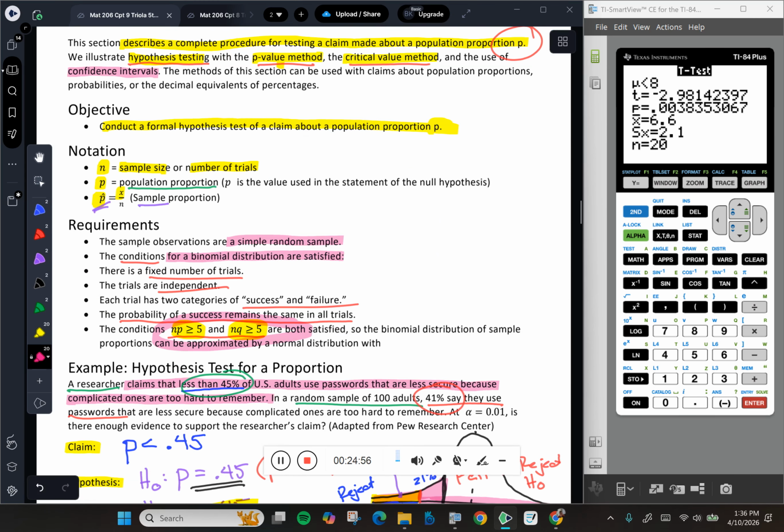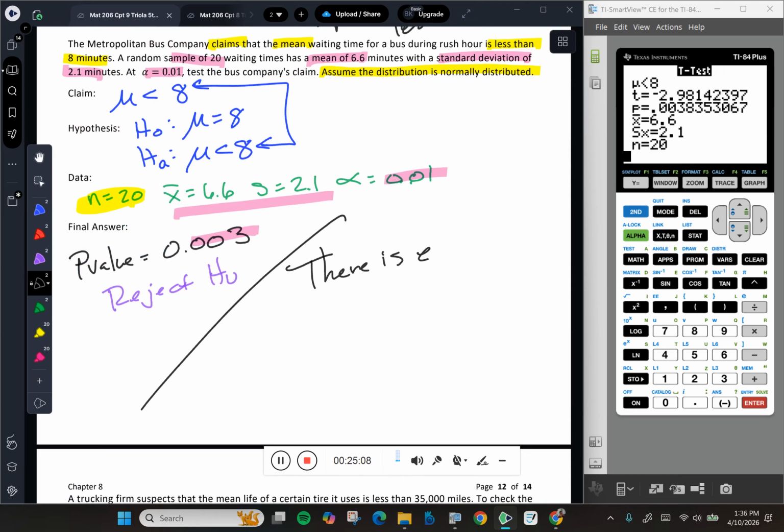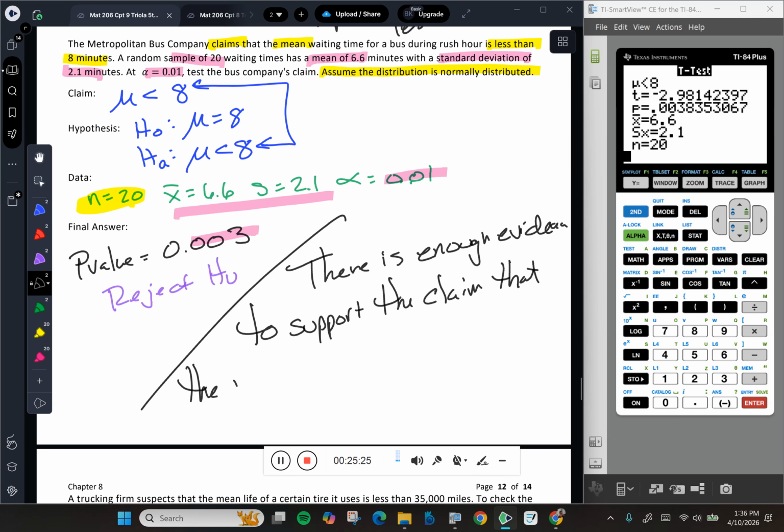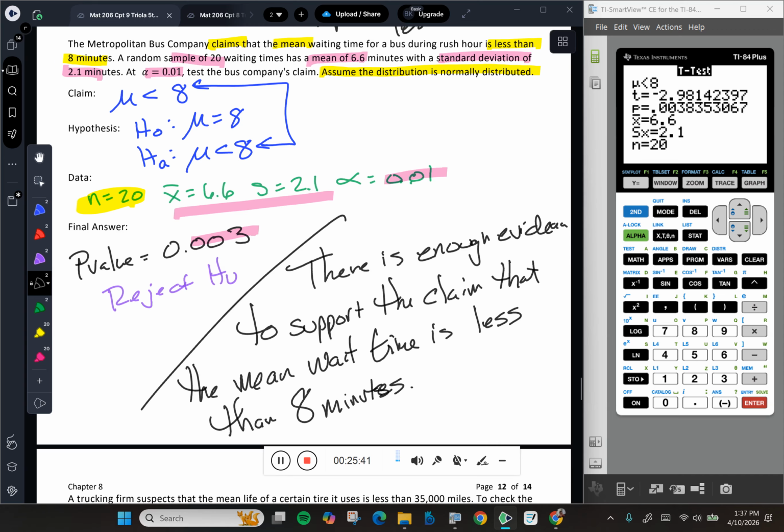Okay. So now I'm going to come down here and I'm going to say there is enough evidence to support the claim that the mean wait time is less than 8 minutes, at a significance level of 0.01 if you want to add that in.